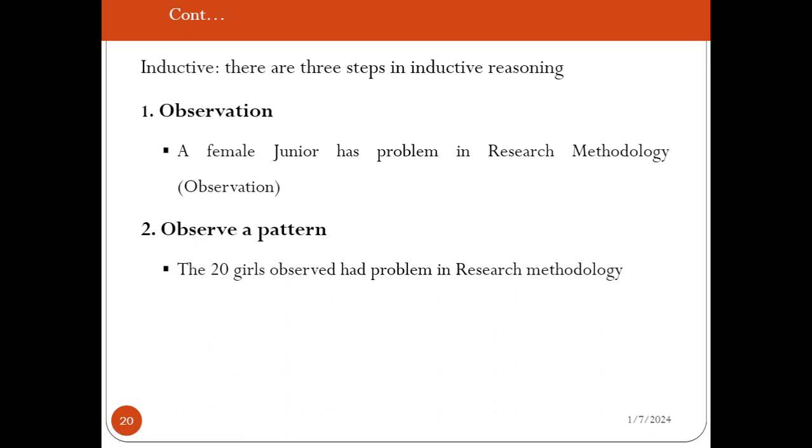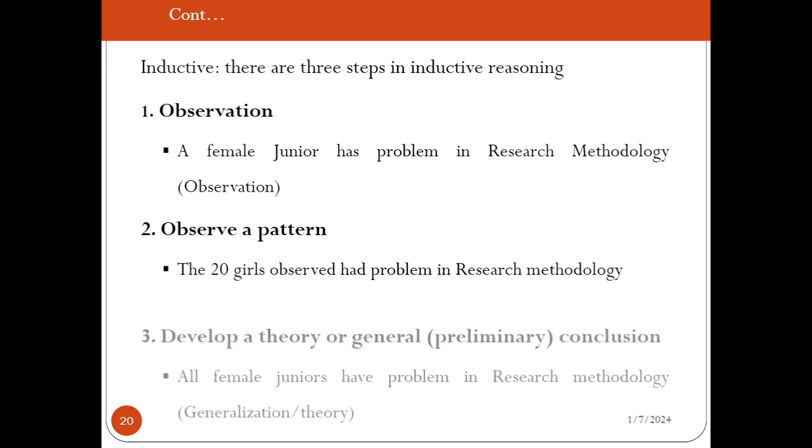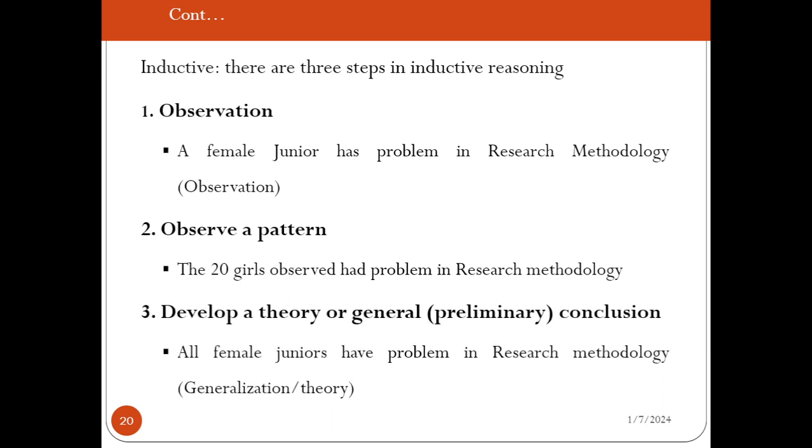So I have identified a pattern. Now the pattern is that most of the girls have a problem in research methodology. Now we are concluding: develop a theory or general conclusion. All female juniors have a problem in research methodology. See, I started from a very detailed observation, one girl, and then I identified a pattern across 20 girls, and then I concluded.